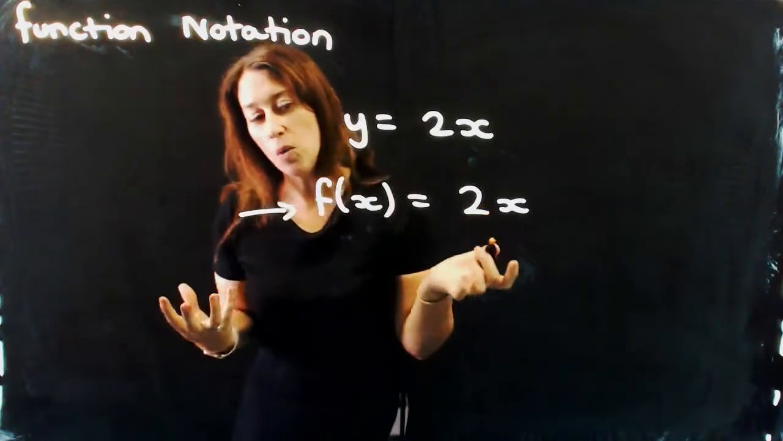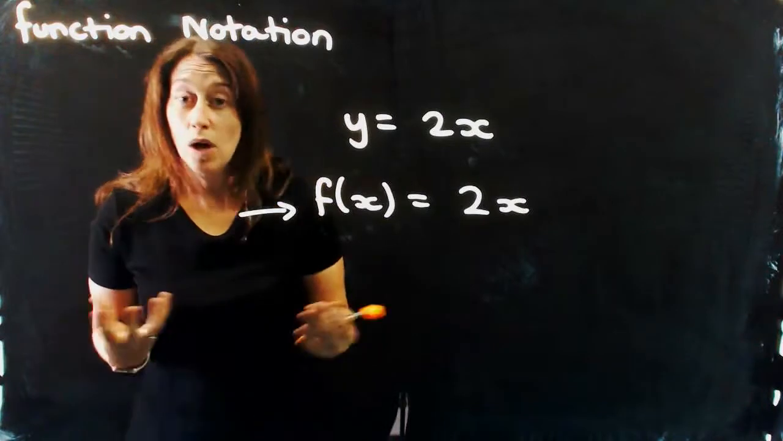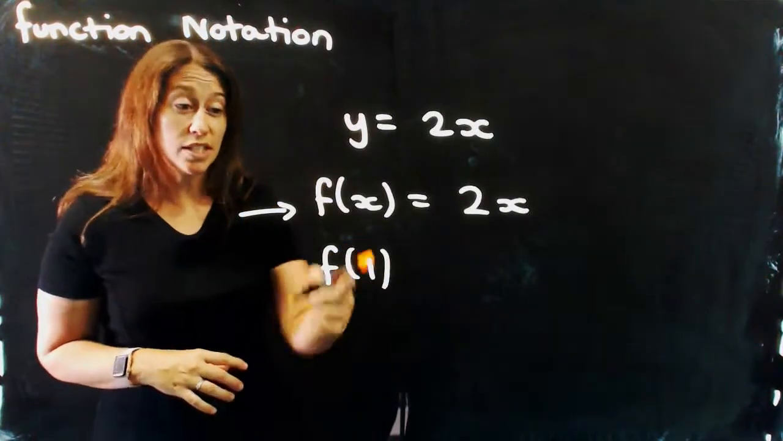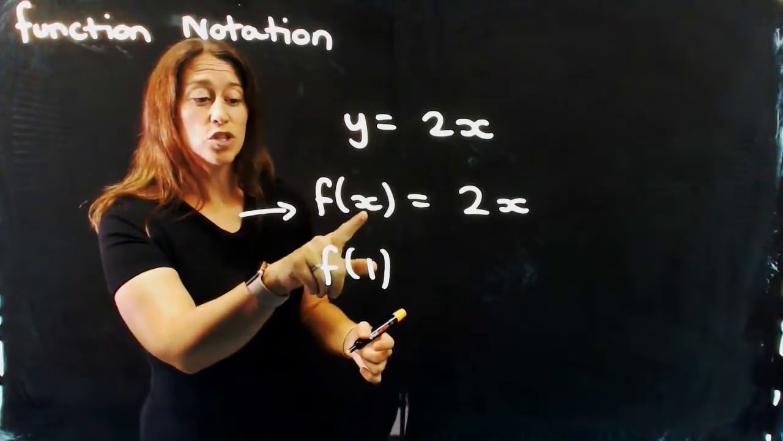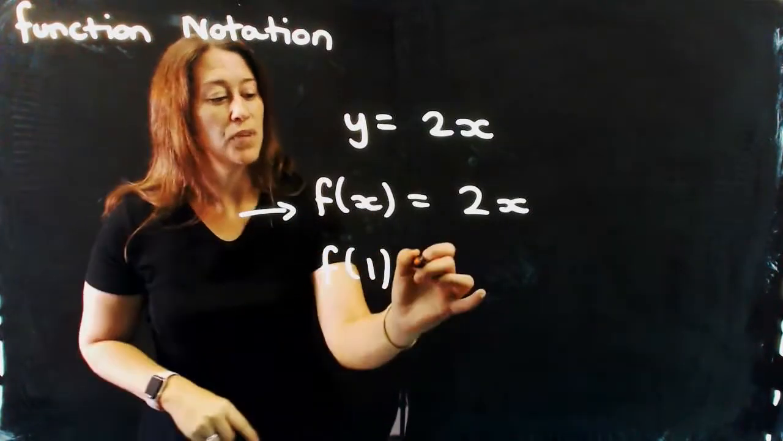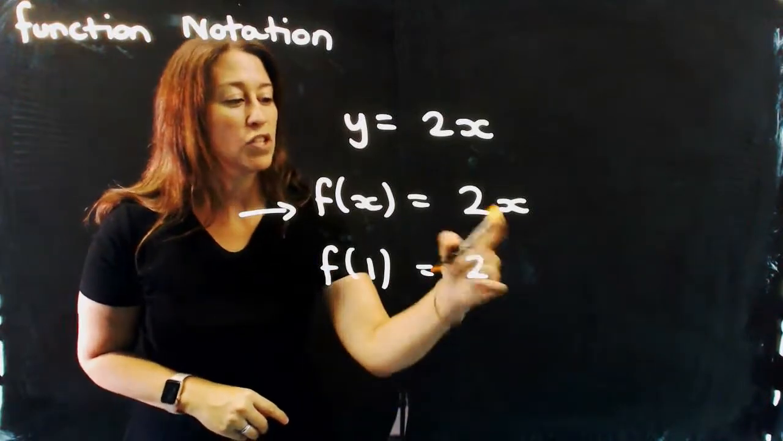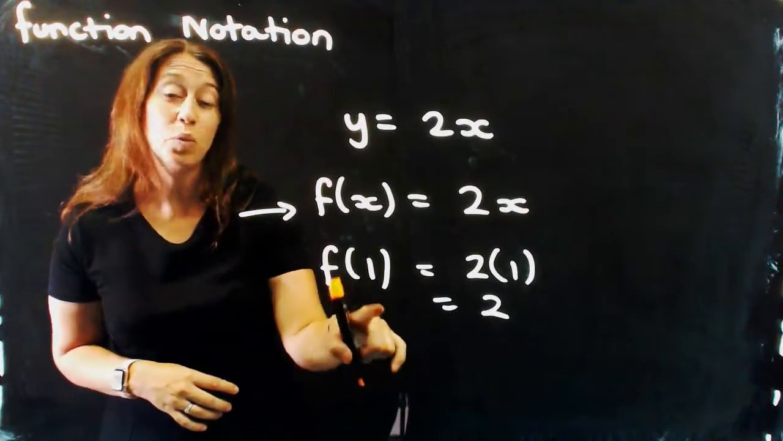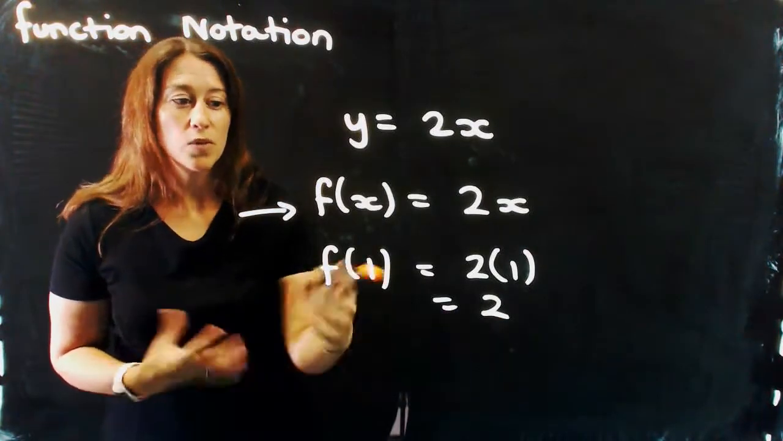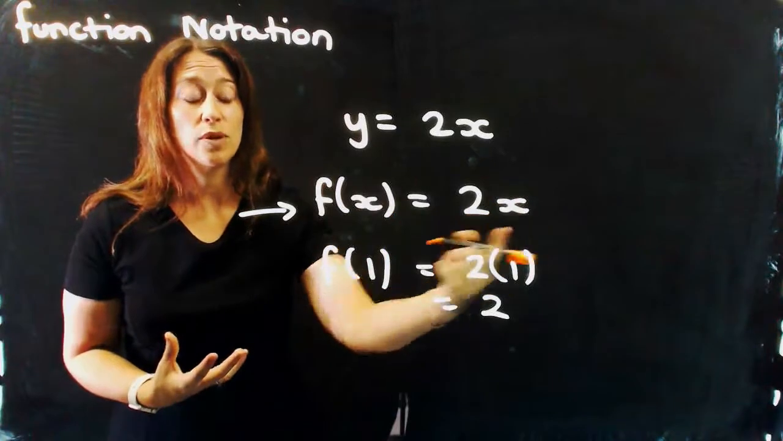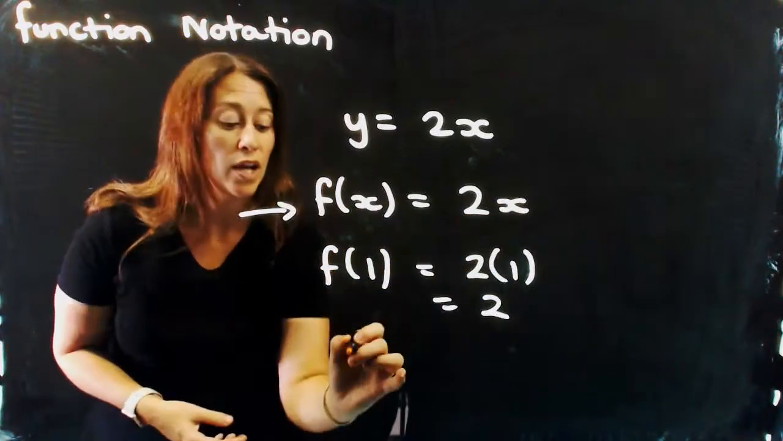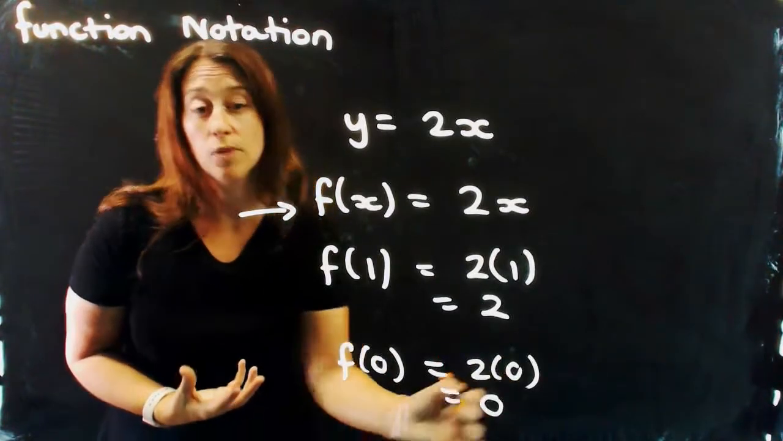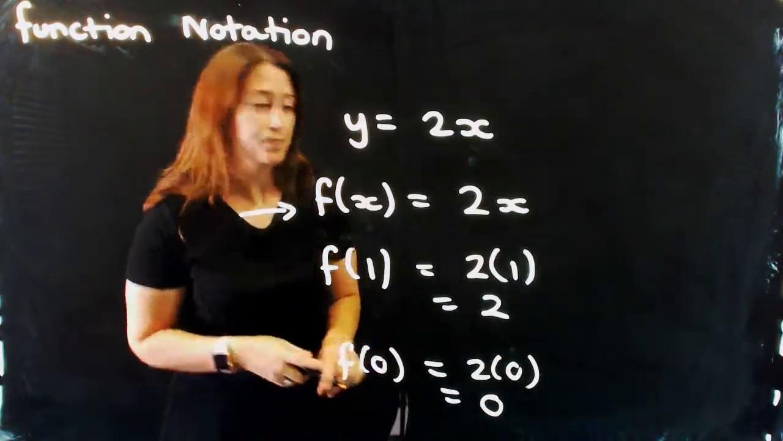So if I wanted to evaluate this function, I might want to find, say, when x is equal to 1. We can use this notation because what we're doing is substituting x for the value 1. So when I work this out, I'm going to do 2 times 1, which is 2. We can say that f of 1 is 2. So we say f of x equals 2x, f of 1 equals 2, f of 0 equals 2 times 0, which is 0. So f of 0 is 0.